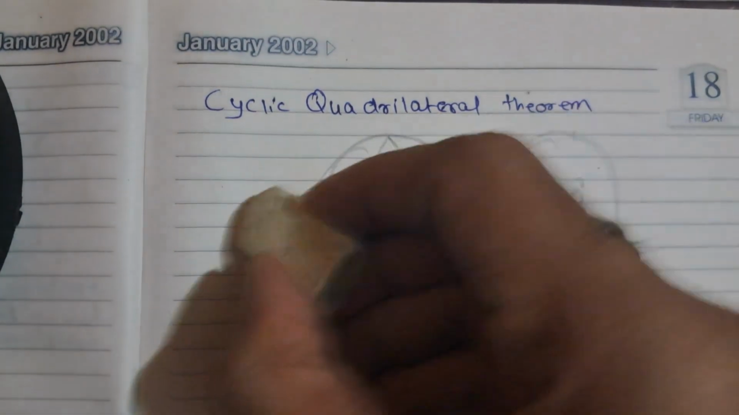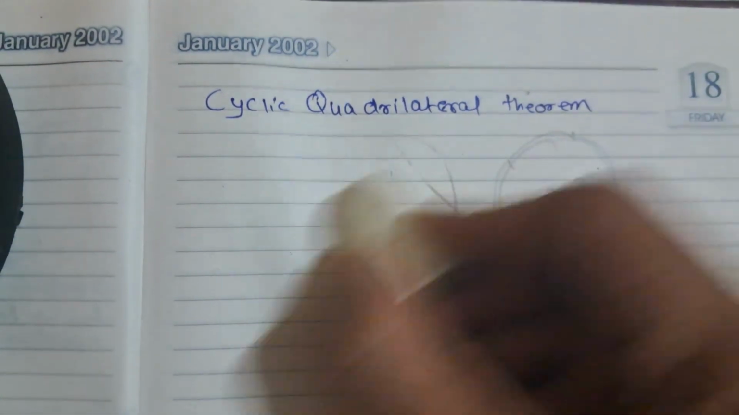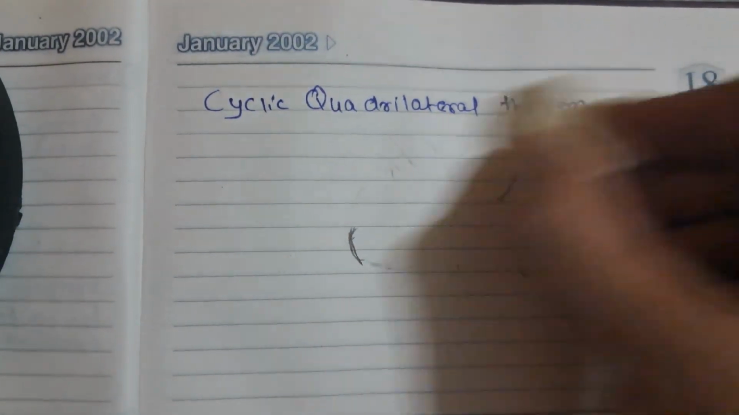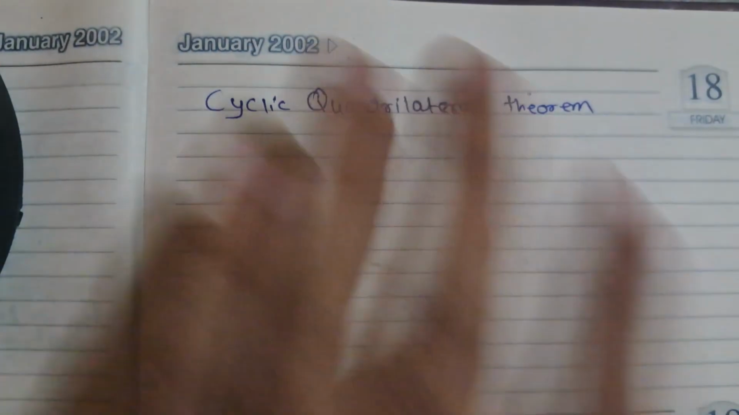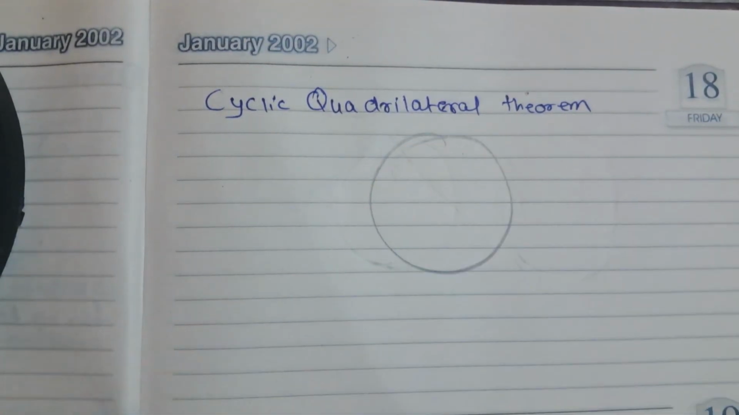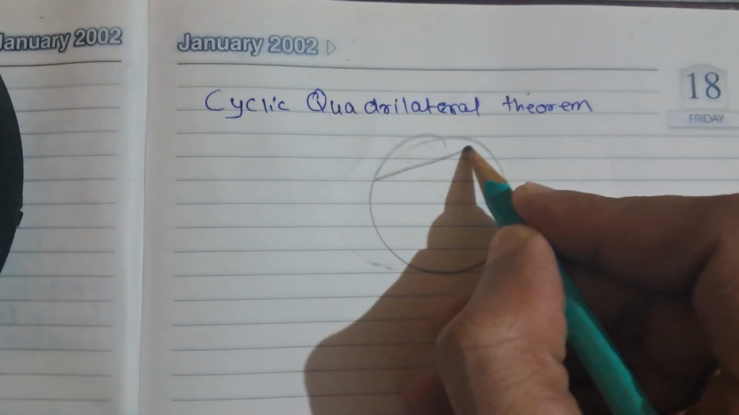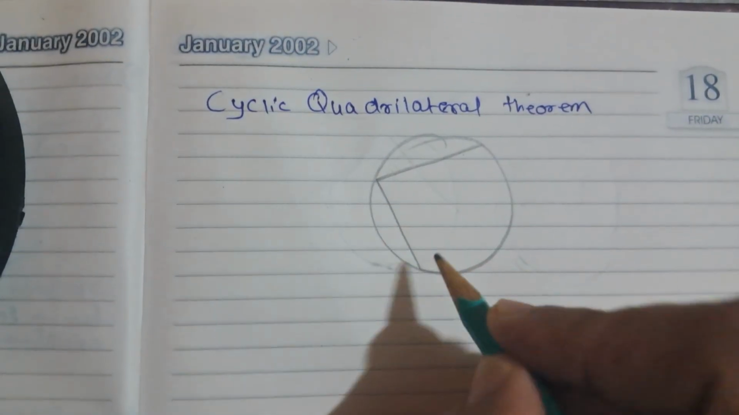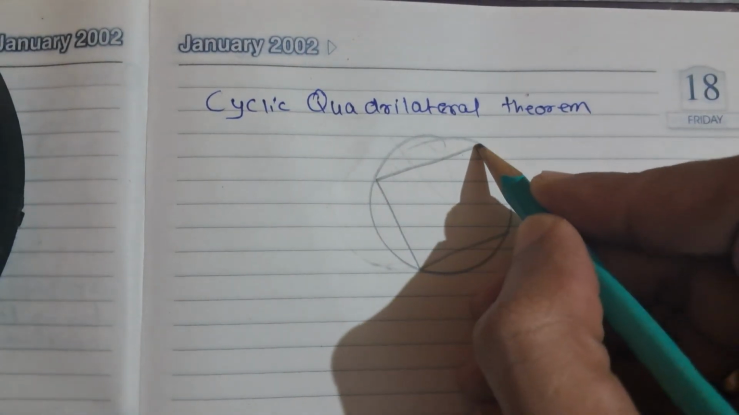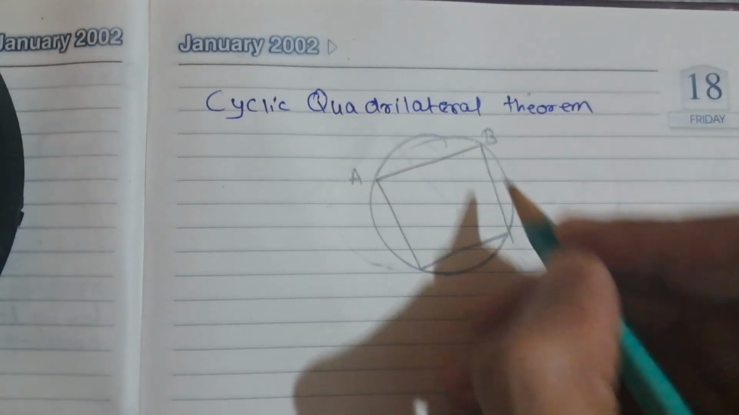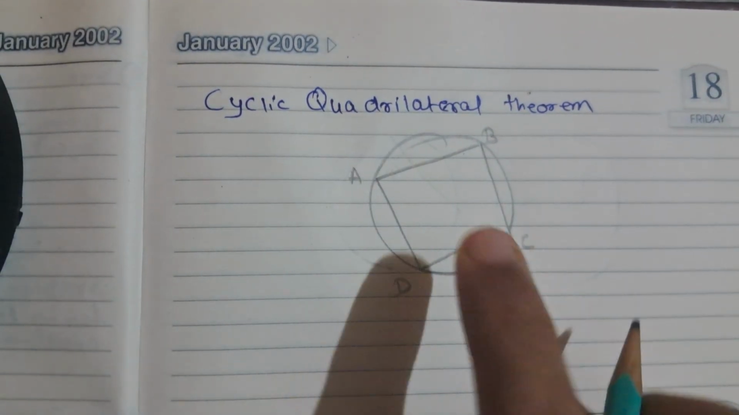Let's see how. So first of all, let's understand what the cyclic quadrilateral theorem is. What does the cyclic quadrilateral theorem say? If I draw a cyclic quadrilateral, let me just draw a circle roughly like this. And cyclic quadrilateral means what? Inside a circle there will be a quadrilateral. This is what cyclic quadrilateral means, right? So if I name it A, B, C, D, this is a cyclic quadrilateral.